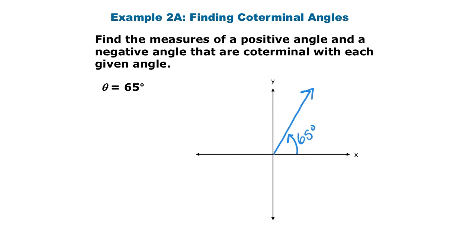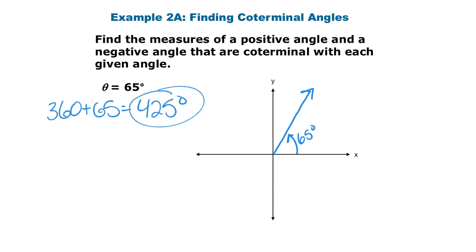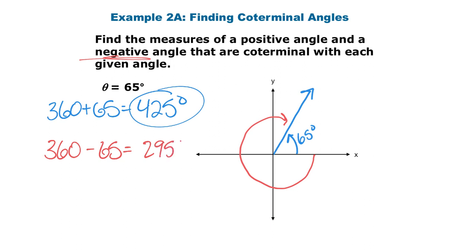Here's my 65 degree angle. And another positive angle with the same position would be, I could do 360 plus another 65. I could also write this as a 425 degree angle. With a negative angle, I could start on the x-axis and I could go around this way. Now to find that measurement, well, I know 360 was all the way around, and so I would just subtract, and I would get this to be a 295, negative 295 degree angle.